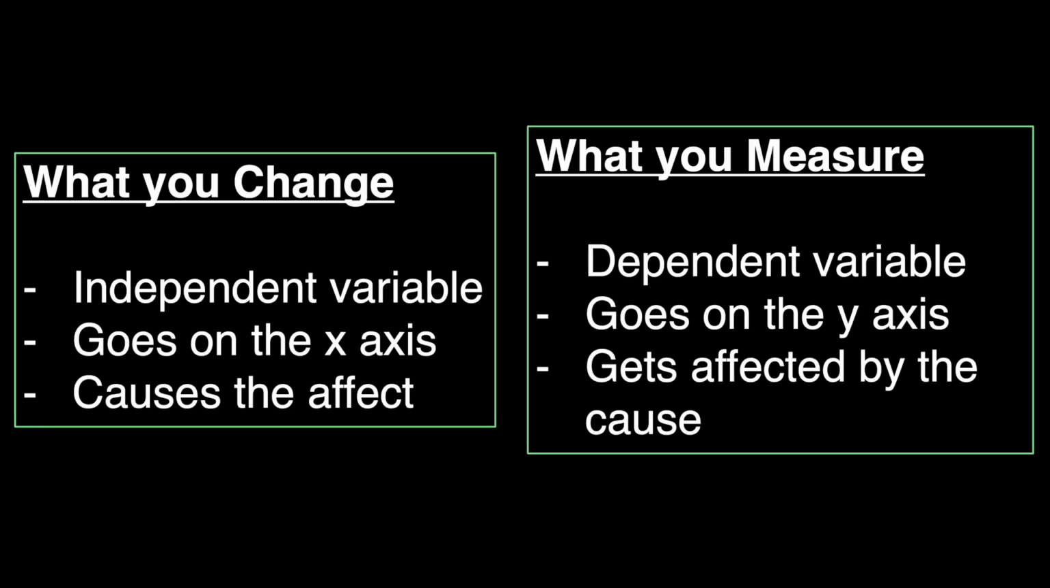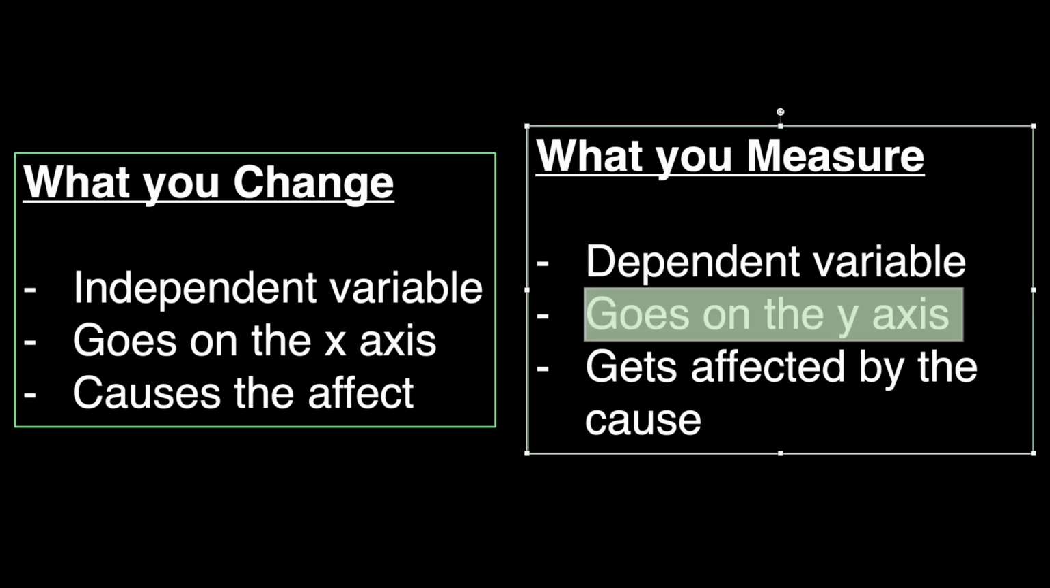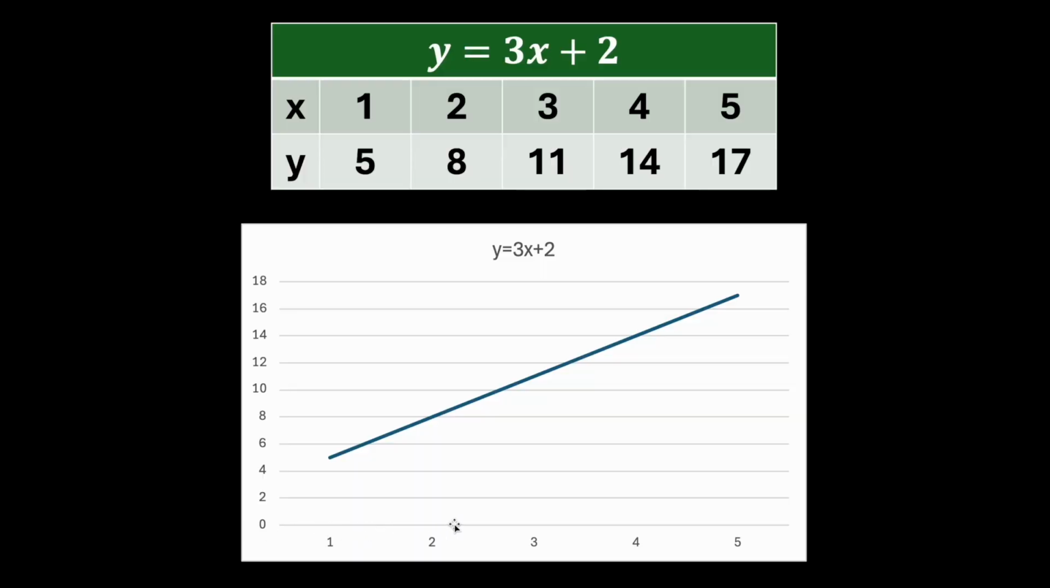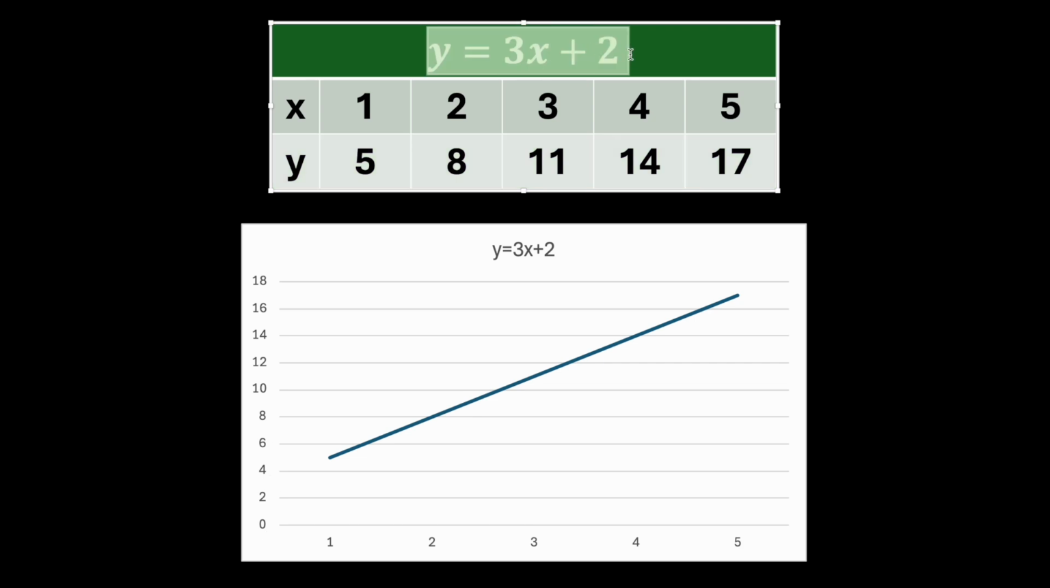And remember up the very top, I wrote that our independent variable goes on the x-axis and our dependent variable goes on the y-axis. So when we graph this, our x, which is our independent variable, goes on our x-axis, down the bottom here. And our y, which is our dependent variable, goes on the y-axis, which is up here. This is why we write equations as y equals something x plus something, because our x is our independent variable and our y is our dependent variable. We've been doing it for years.